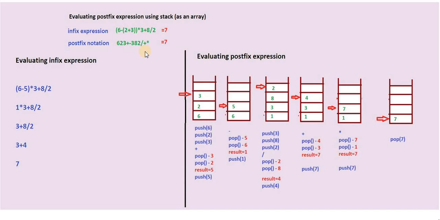After plus, we are having the multiply operator, and for that again we need to pop the previous two operands, and we pop 7, pop 1, and perform the multiplication operation on these operands. The result is 7. We'll push back 7 into stack, and finally we pop the result. The result is 7.